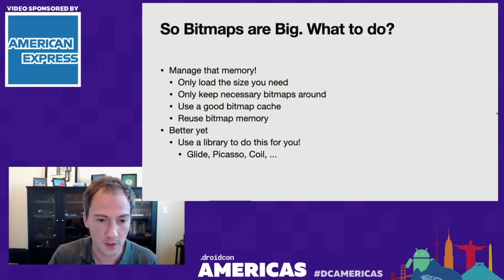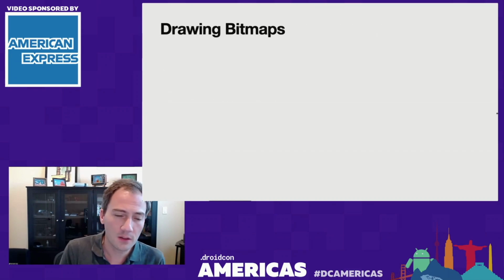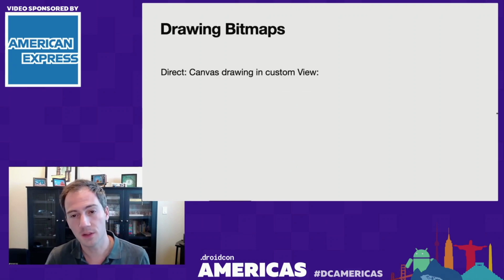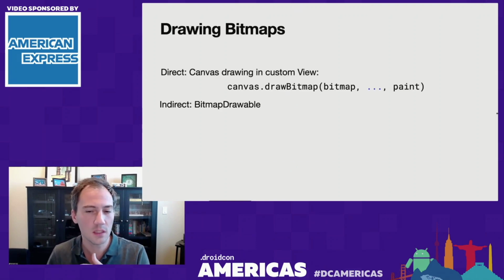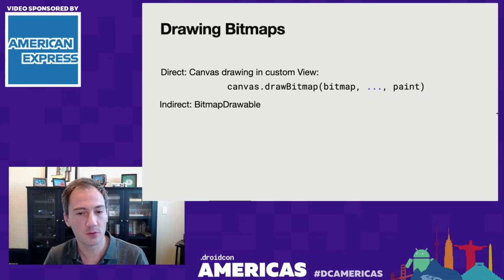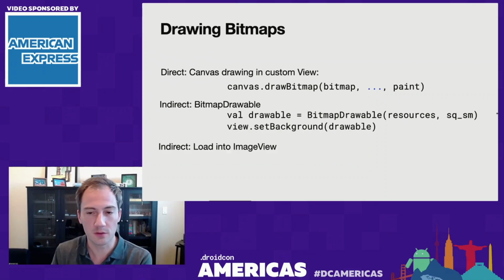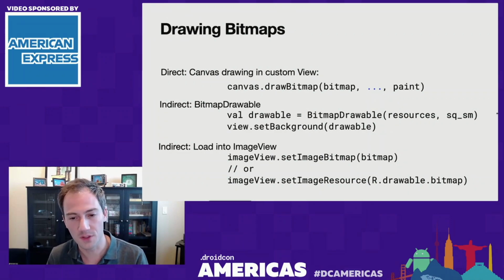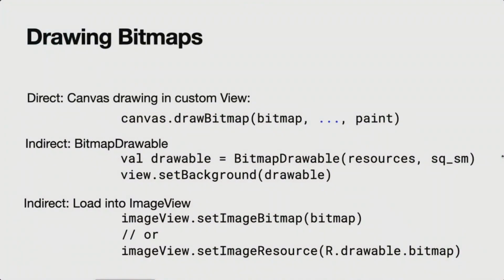So then on Android, how we draw bitmaps, there are different ways. You can draw them directly on Canvas using canvas.drawBitmap, or you can do it indirectly, right? You can wrap bitmaps into a drawable, or you can load them into an image view. And actually on Android, it's often more convenient to do it indirectly by going through drawables and image view.